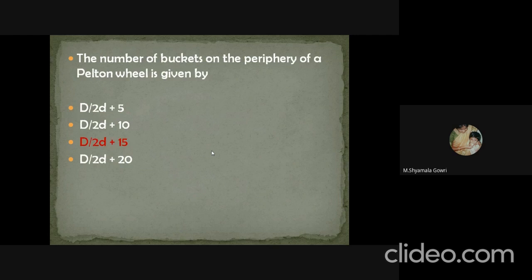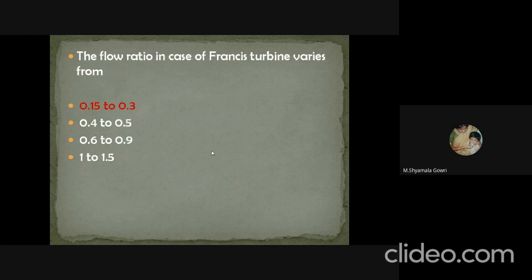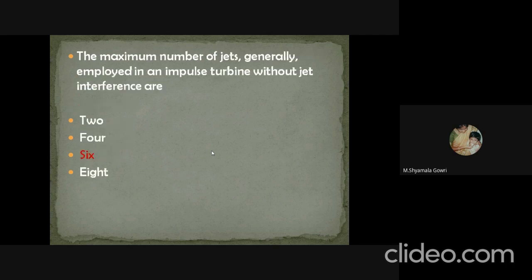The number of buckets on the periphery of the Pelton wheel is given by D by 2d plus 15. This is the answer. In the Francis runner, the number of blades is generally between 16 to 24. In the Kaplan runner, the number of blades is generally between 4 to 8. The flow ratio in case of a Francis turbine varies from 0.15 to 0.3. The maximum number of jets generally employed in an impulse turbine without jet interference is 6.